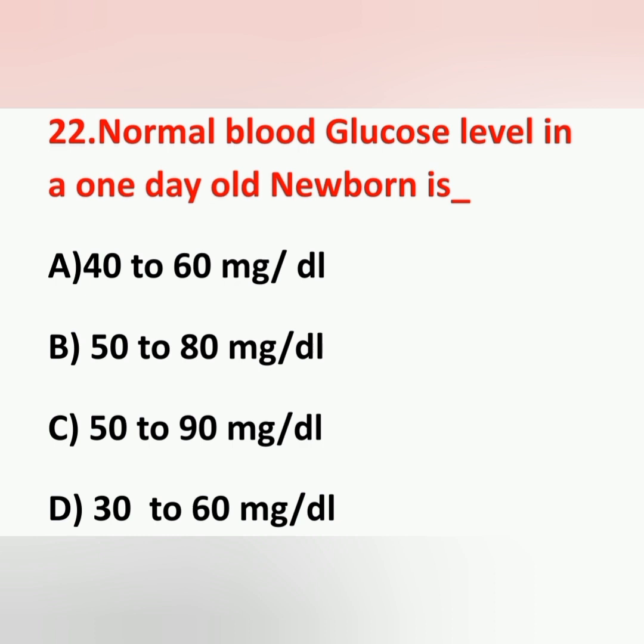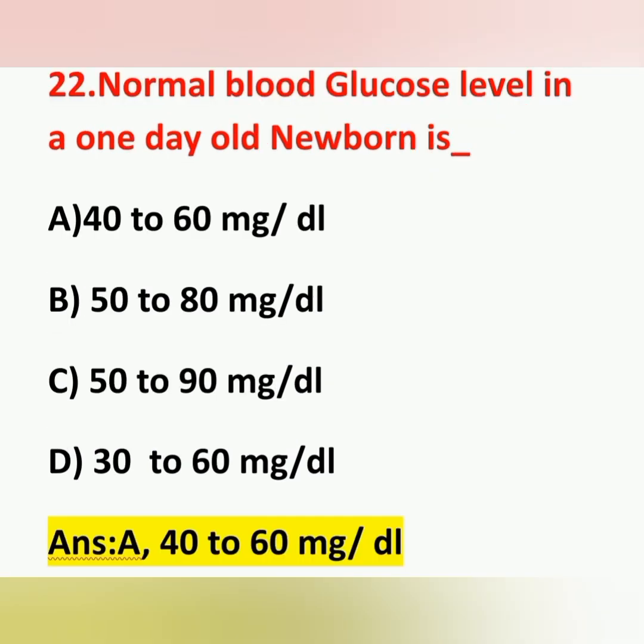Next question, normal blood glucose level in 1 day old newborn. Options: A, 40 to 60 milligram per deciliter, B, 50 to 80 milligram per deciliter, C, 50 to 90 milligram per deciliter, option D, 30 to 60 milligram per deciliter. Correct answer is option A. The normal blood glucose level in a 1 day old newborn is 40 to 60 milligram per deciliter, and in a newborn older than 1 day, it is 50 to 90 milligram per deciliter.